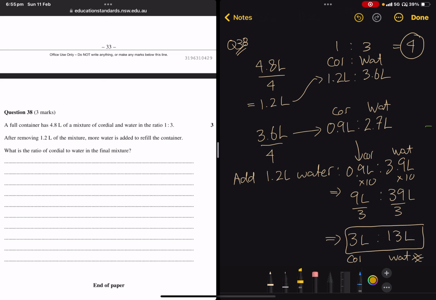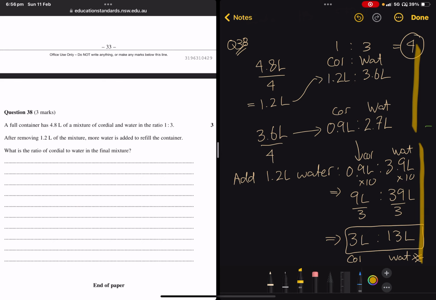So you get 1 mark for applying ratios to the 3.6 litres. So doing your ratio calculation using the sum of components of the ratios or some other equivalent. You get 1 mark for calculating the amount of cordial and water in the 3.6 litres. And then you get your final mark for finding the correct ratio after more water is added.